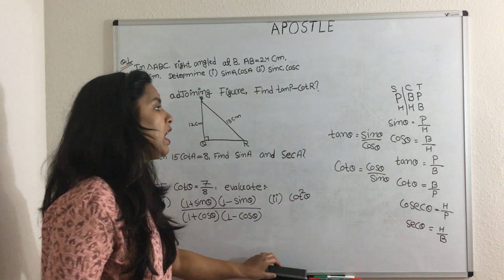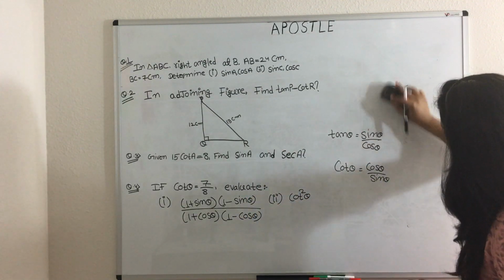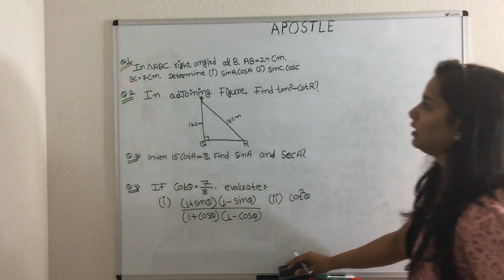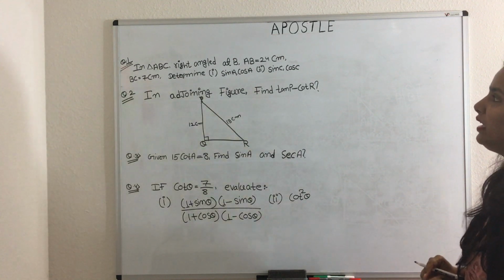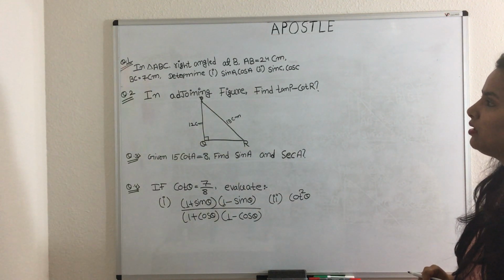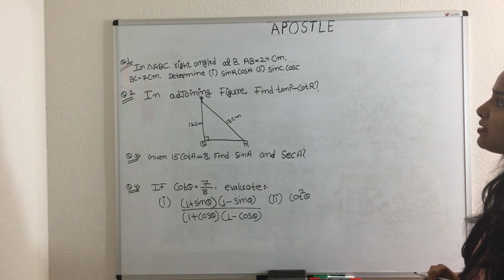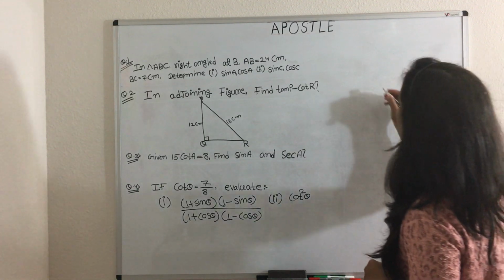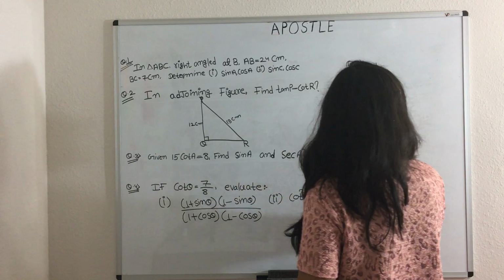Clear? Now we are going to discuss these 4 questions in this class. First of all, in question number 1, in triangle ABC, right angled at B, AB is 24 centimeters, BC is 7 centimeters, and we have to determine sin A, cos A and sin C, cos C. So first of all, we are going to draw a right triangle ABC.